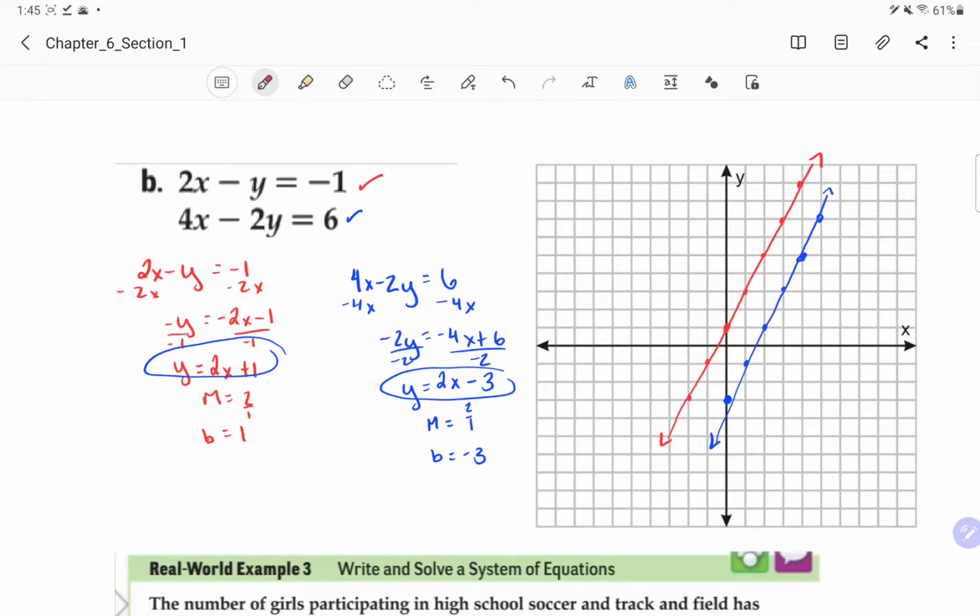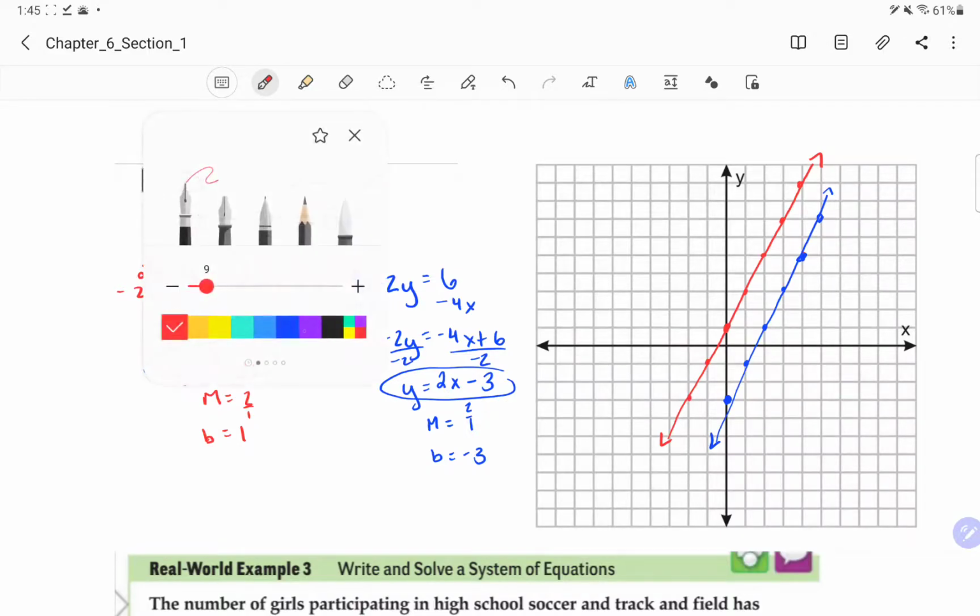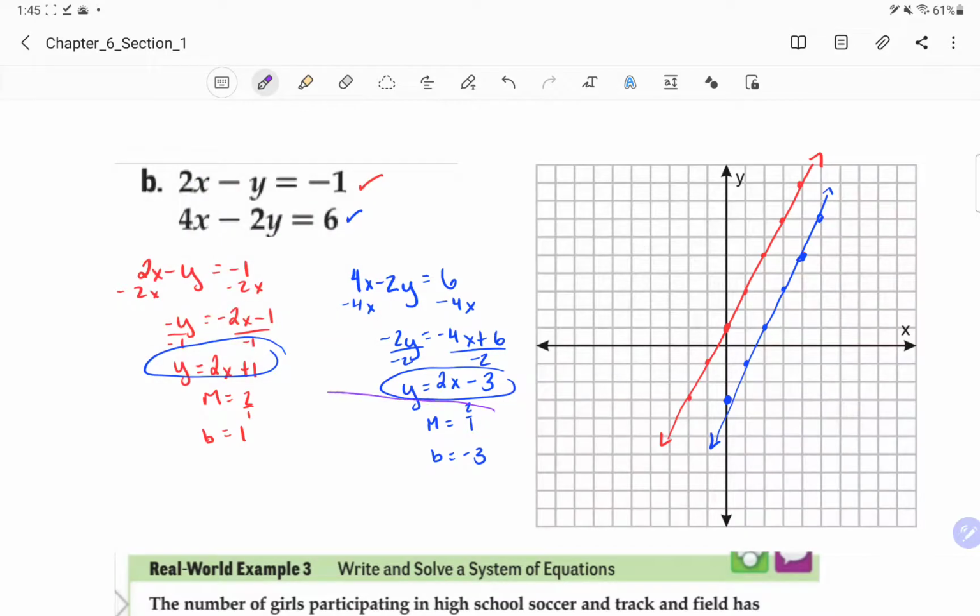Again, I had to solve for y first, so I subtracted my 4x. Then I divided both sides by -2 to get y is equal to 2x minus 3. So again, my slope is 2/1, and my b is -3. All right, so this means we have to go back a little bit. You have to remember what it means when two lines have the same slope. That means that they're parallel.